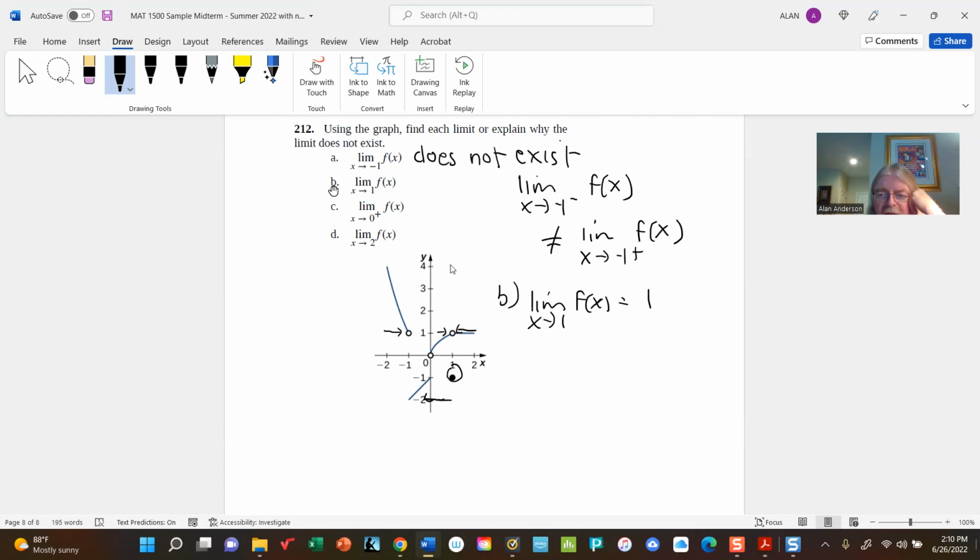So essentially, you have to think about the limit as what's happening as we approach from the left and the right. If they're both approaching the same point, whatever that point is, that's the limit.